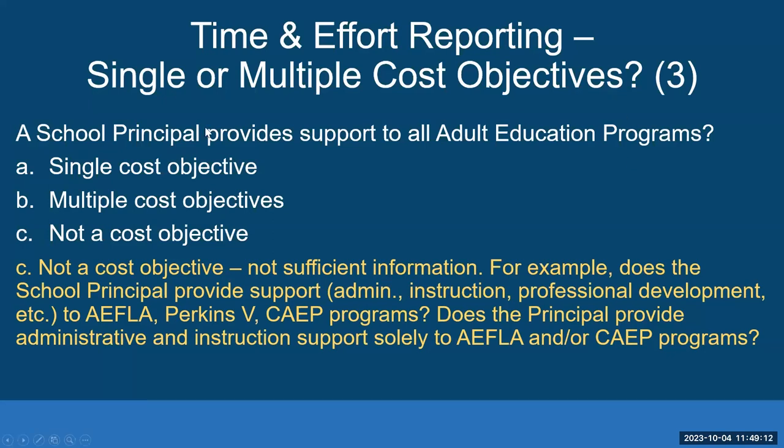First one: do you need time and effort reports for all adult ed staff, even if they are not paid with AEFLA funds, or only those that are paid with AEFLA funds? For example, the agency pays some of their teachers with AEFLA, but not all. The short answer is yes.